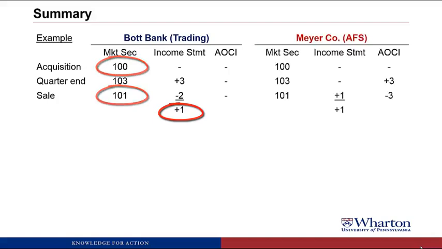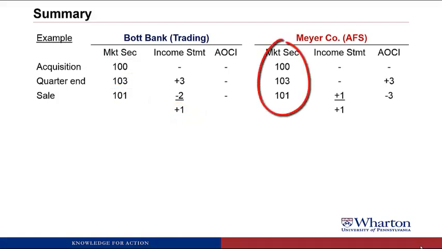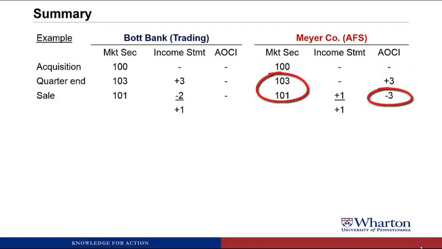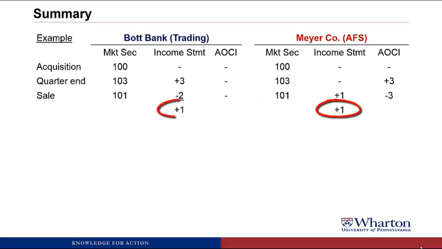For Meyer Company, it had the same pattern for marketable securities. They bought it at 100, wrote it up to 103, that showed up on the balance sheet, and sold it for 101. But when they wrote it up to 103, we put that unrealized gain of 3 into AOCI. When they sold it, we took that out, which got us a gain of 1 on the income statement. And so notice that realized gain is the same as for Bott over the life of the investment. The difference is for AFS, it all shows up at the time you sell it.